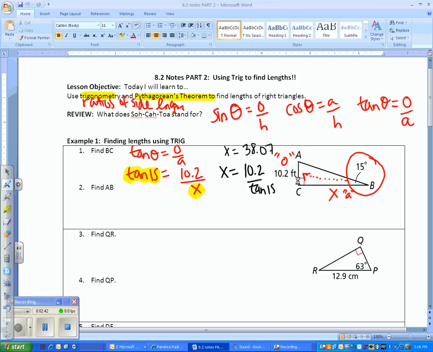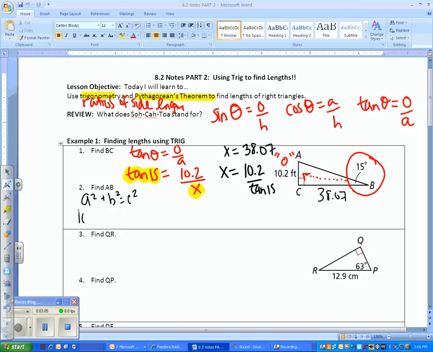Okay. So now moving on, the second question says to find AB of the same triangle. Well, we already know that this side is 38.07, but we rounded a little bit. We could use Pythagorean theorem. You could say a squared plus b squared equals c squared, but it's not going to be as accurate because we rounded here. But that's fine. If you want to use Pythagorean theorem, you're more than welcome to.